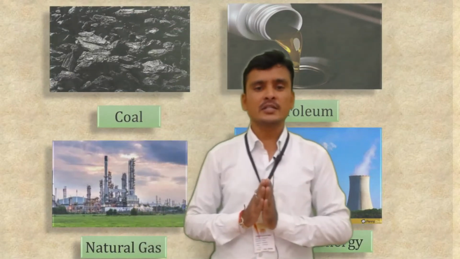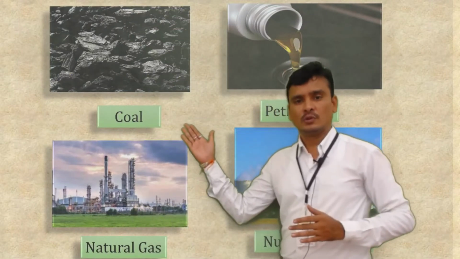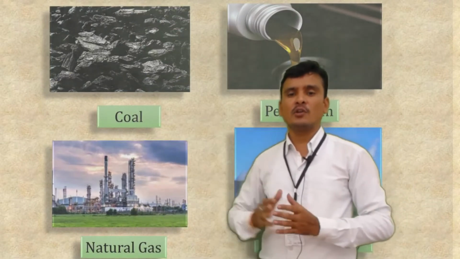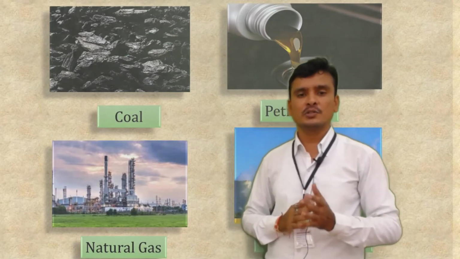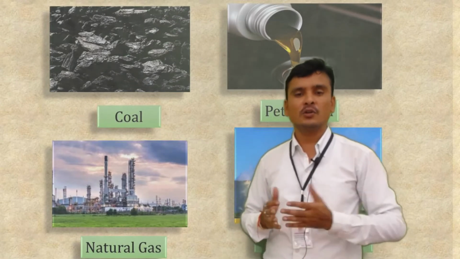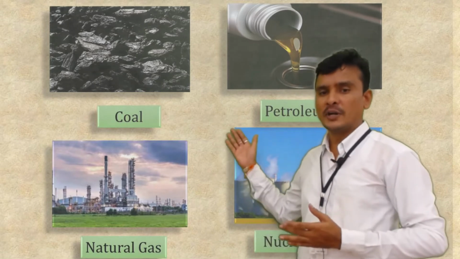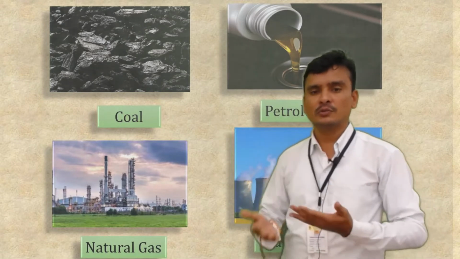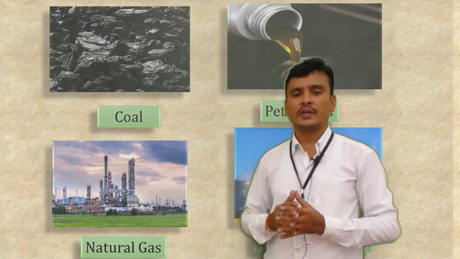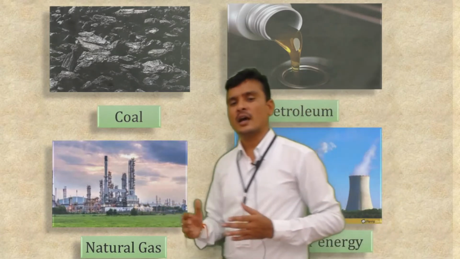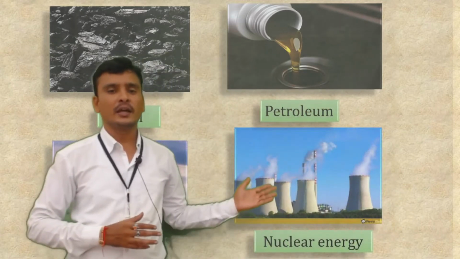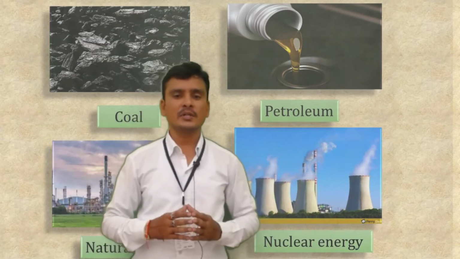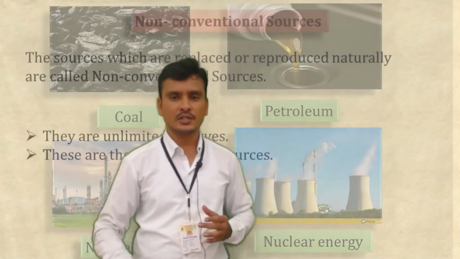So some examples are there. We can say coal. Coal is the best example of this conventional energy source because once we use it, we cannot use it again. Then petroleum is also there. Once we use it through the vehicles and in industries, we cannot use it again. Then natural gas, and nuclear energy. So these are some examples of conventional energy sources.